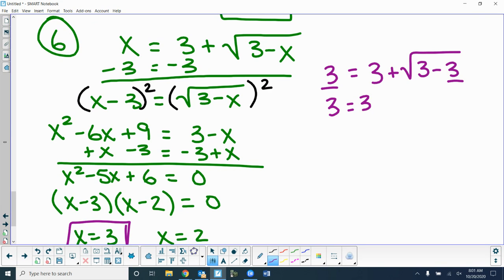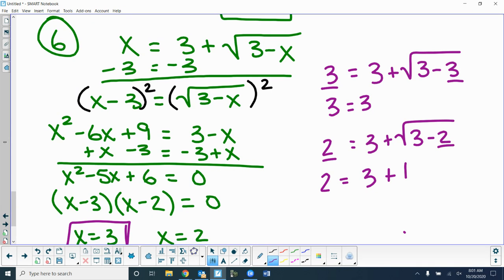Okay, if I put a 2 in for x, I get 2, and then 3 plus, and then 3 minus 2 is 1. The square root of 1 is 1. That says 2 is 4. Is that true? No, right? So the 2 is the one that doesn't work. So the only answer is 3. Questions? Simple, right?